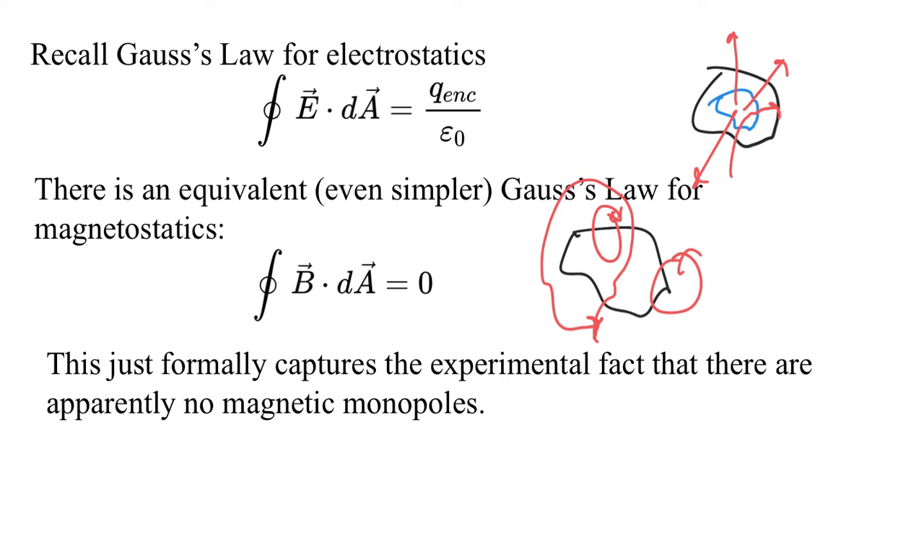But there is no magnetic charge, so the amount that we have happens to be zero because there's none anywhere. This really just formally captures the experimental fact that there are apparently no magnetic monopoles. There are theoretical reasons why it'd be nice if there were monopoles, but we've seen no experimental evidence for it, and Maxwell's laws are obeyed particularly remarkably well in classical physics, so it kind of argues against it. It seems that there really are no monopoles.